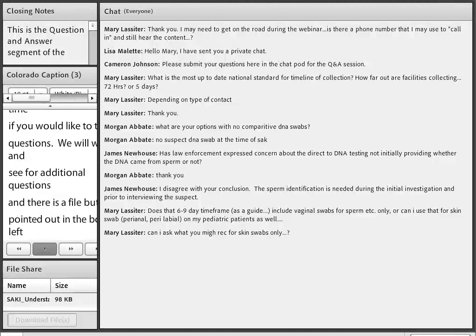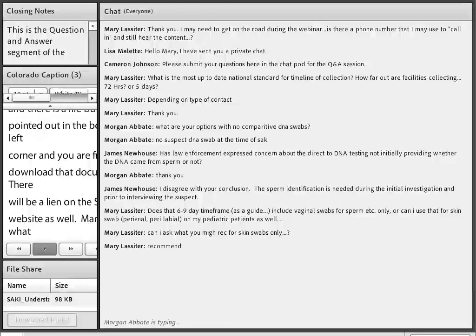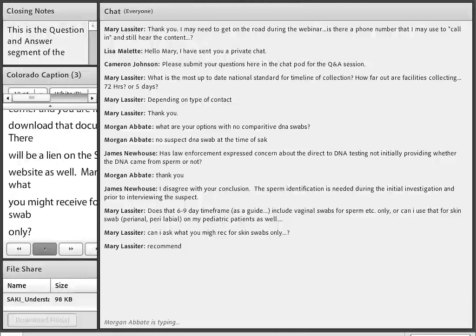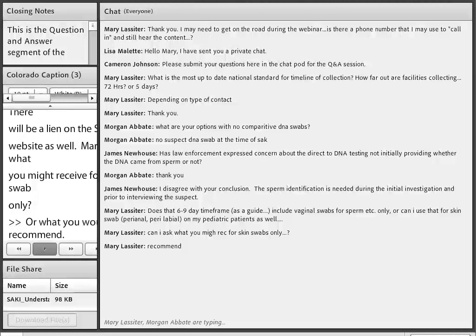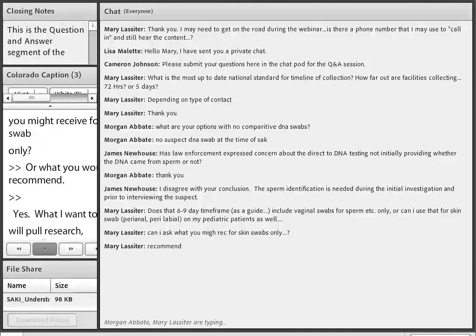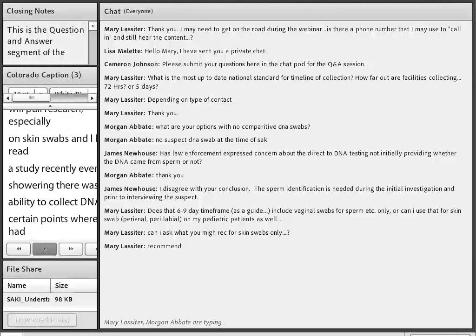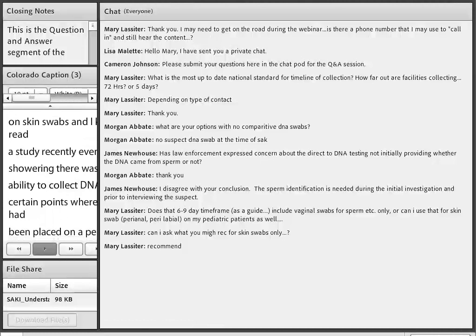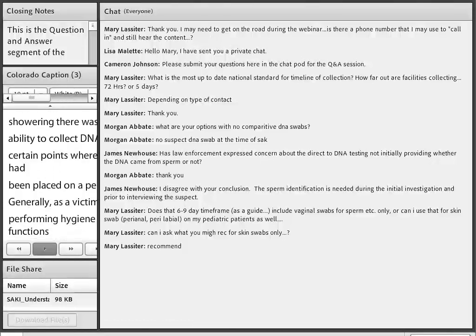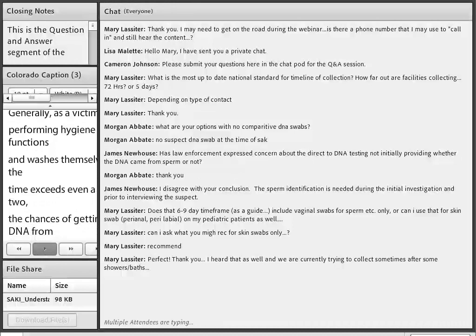Mary asked, can I ask what you might recommend for skin swabs only? Let me pull some of the research, especially on skin swabs. I know I've read a study recently that even after showering, there was still the ability to collect DNA from certain points where saliva had been placed on a person. But generally, as a victim performs hygiene functions and washes themselves, as the time exceeds even a day or two, the chances of getting DNA from those types of skin swabs can dramatically decrease. Mary, perfect. Thank you. I heard that as well, and we are currently trying to collect sometimes after some showers and baths.